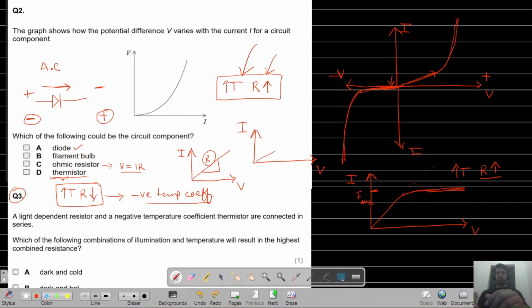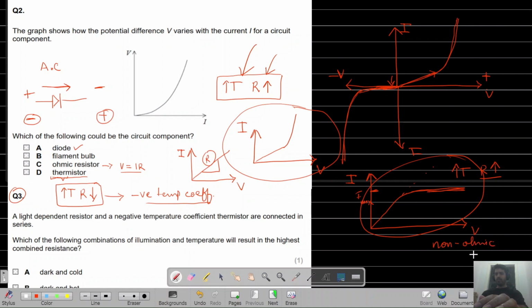When the temperature of the wire increases, the resistance actually decreases, and as a result the current will increase quadratically, or you can say infinitely, because the resistance keeps decreasing. So you can compare these two graphs. This is for a thermistor and this is for a filament bulb. By the way, a filament bulb is also called a non-ohmic conductor. So a non-ohmic conductor and a filament bulb both have the same graph, and this is the thermistor. The graph will be the opposite of the filament bulb or non-ohmic conductor.